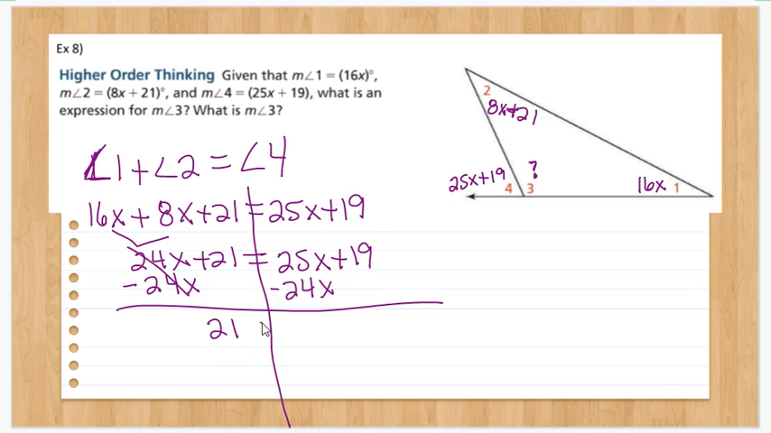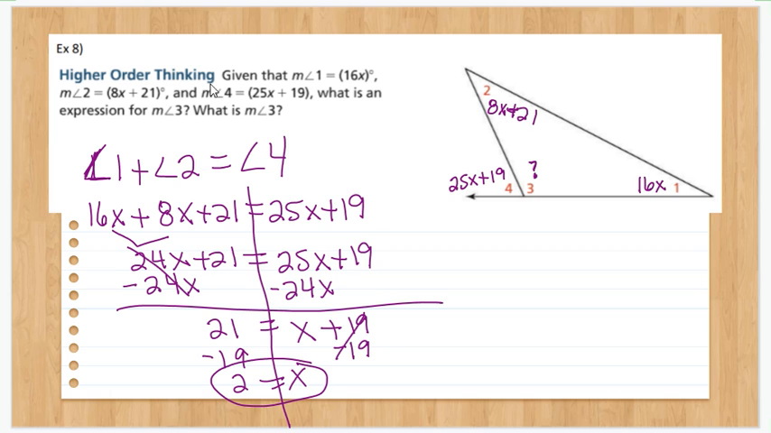Those cancel out, leaving me with 21. 25x minus 24x leaves me with 1x, and I'm going to bring down that 19. Last step, subtract 19 to get that x alone. And 21 minus 19 is 2. All right, so we found what x is. X equals 2.